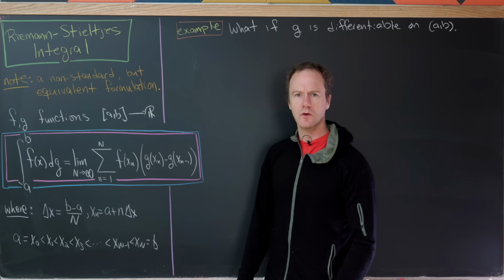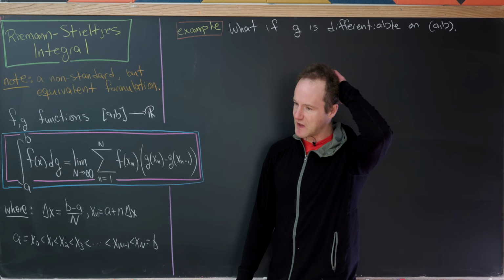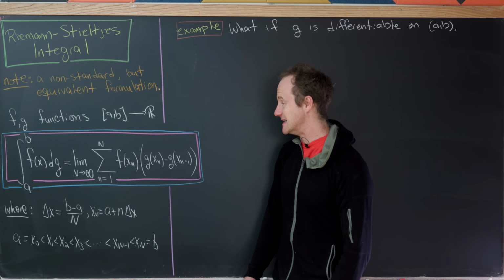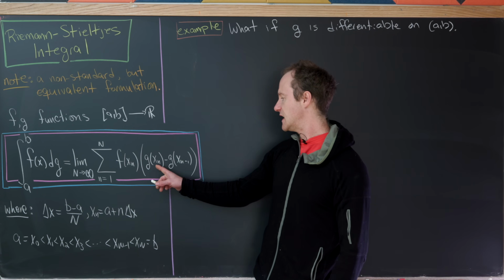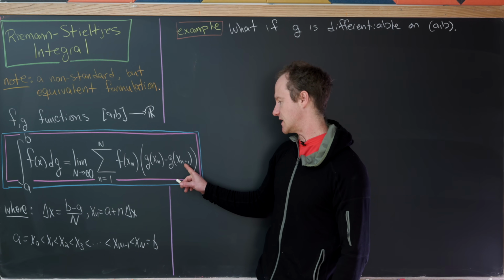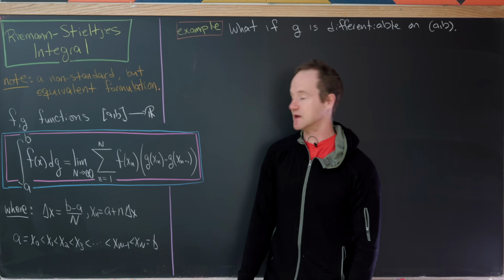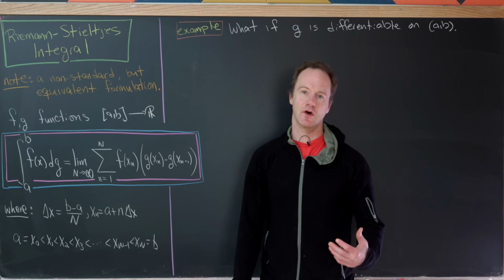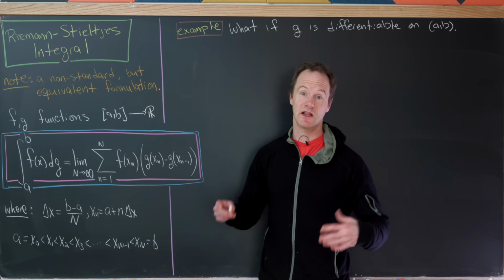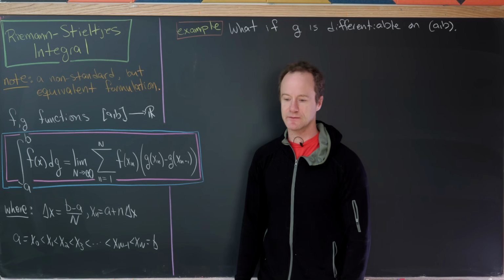Okay, so maybe before we get started with our first example, I'd like to point out that if g(x) is the identity function, so g(x) equals x, then here we get x_n minus x_{n-1}, which is simply delta x by our definitions here. But that would just be the integral of f(x) dx over this interval. So this collapses to the normal Riemann integral pretty simply.